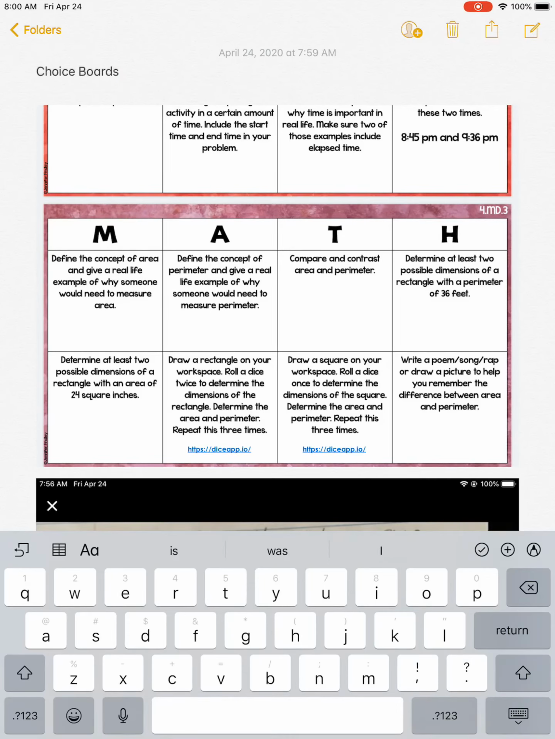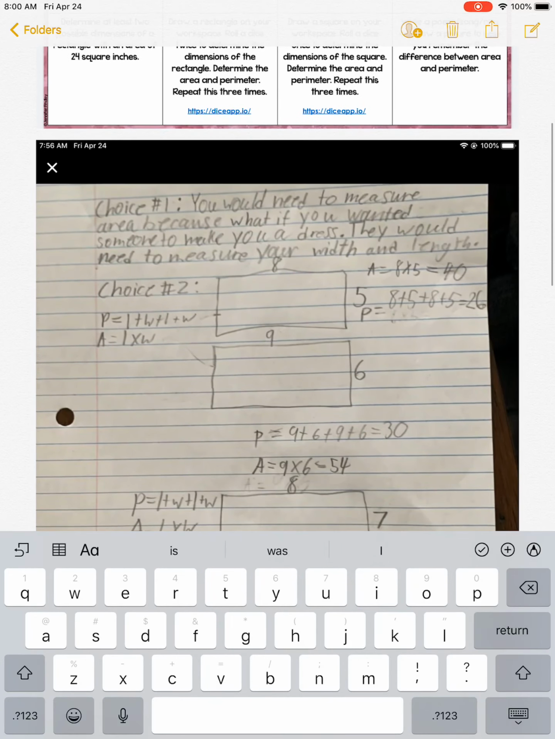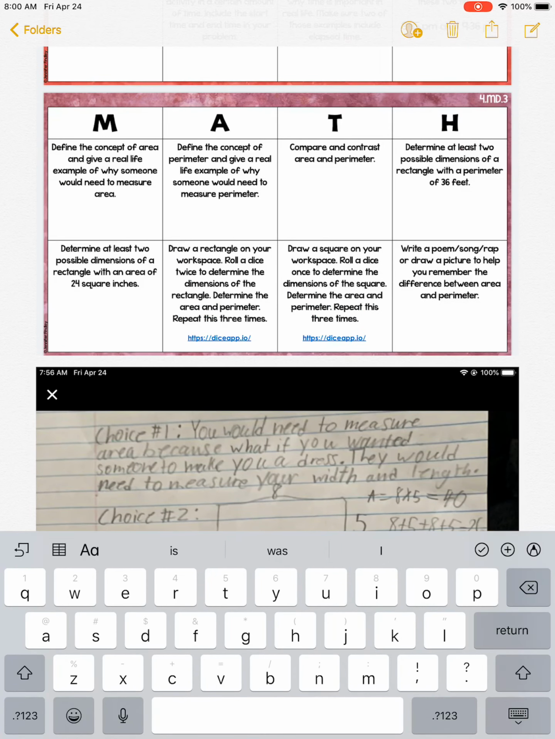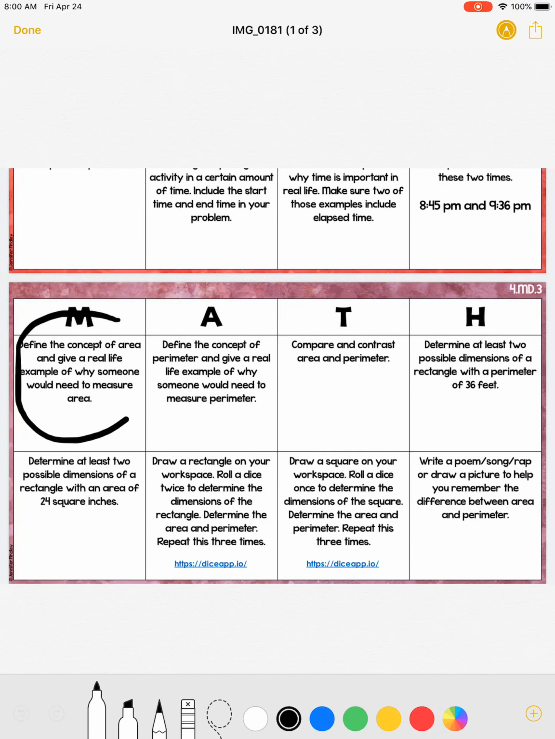Hello everyone. So I'm going to explain how to complete the choice boards really quick. So right here I've included an example from a previous choice board. So this was about area and perimeter. So right here, choice number 1, this person has included an explanation of area. So I can see that right here they picked this choice here and they gave a real life example.